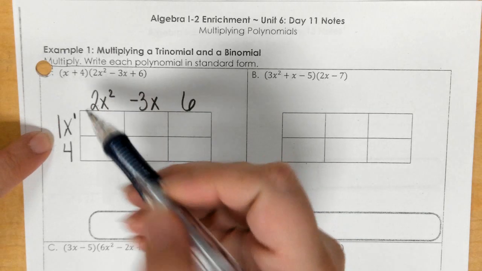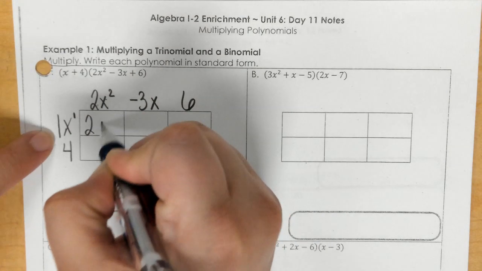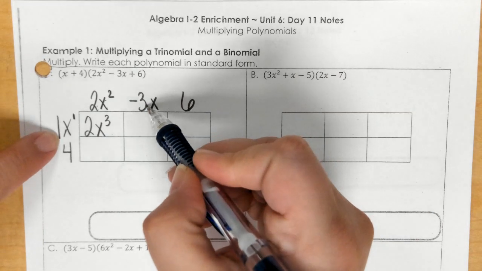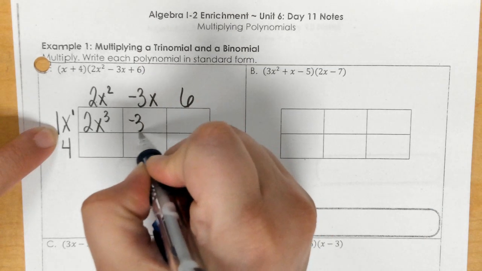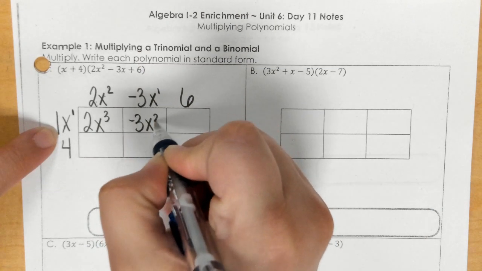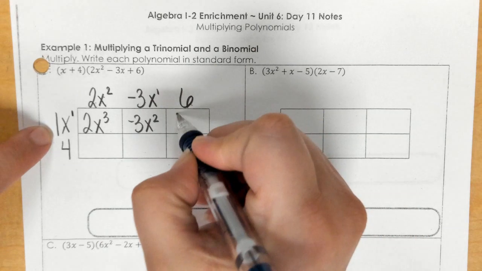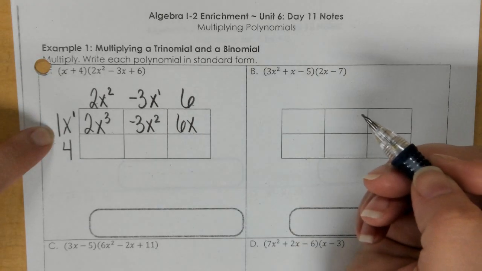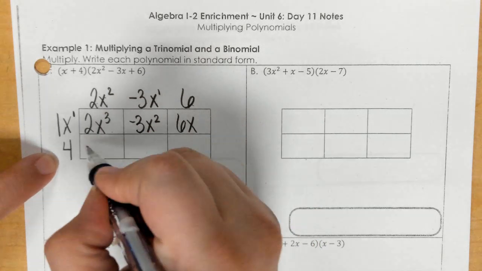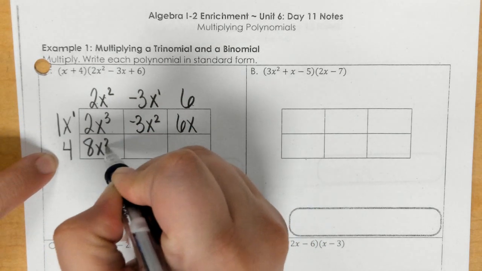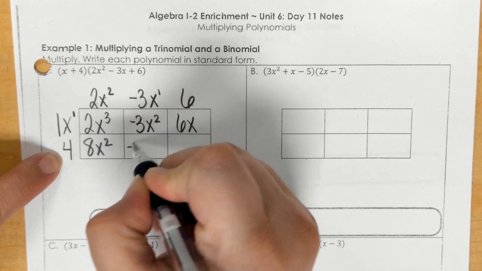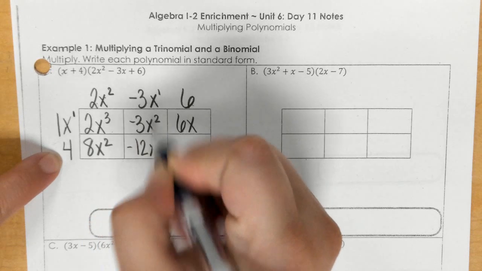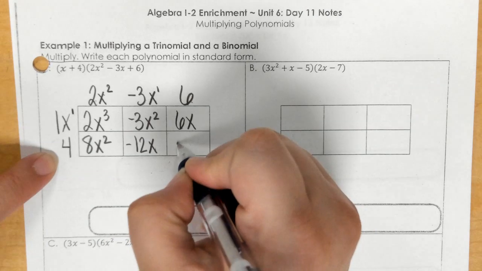So, multiply, add exponents. Multiply, add exponents. 1x times 6, 6x. Okay, 4 times 2 is 8. Bring my x squared down. Negative 3 times 4 is negative 12. Bring my x down. And 4 times 6 is 24.